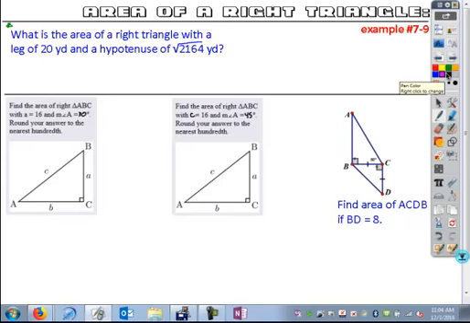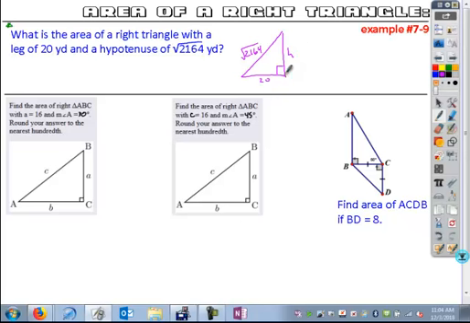All right, so looking at that first example here, if we were to sketch the right triangle that we're looking at, the hypotenuse is root 2164, and the leg is 20. Now, it doesn't matter which leg I identify, but what does matter is whichever leg I didn't identify as the given is going to be the height of my triangle.